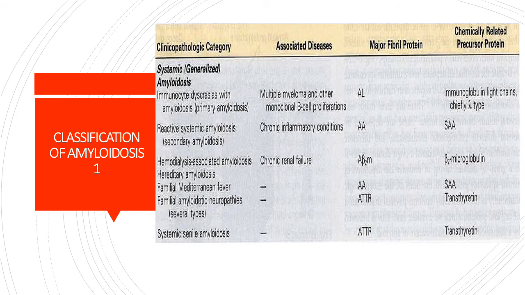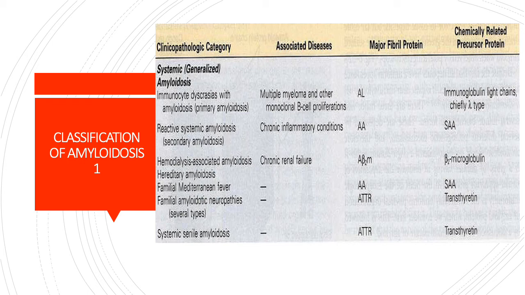Now, how do you classify amyloidosis? Amyloidosis can be classified as systemic amyloidosis or localized amyloidosis, or primary amyloidosis or secondary amyloidosis. Here the first classification deals with systemic as well as localized amyloidosis. As you can see, the clinical pathological category, associated diseases, major fibrillary protein and chemically related precursor protein are associated with a particular kind of amyloidosis.